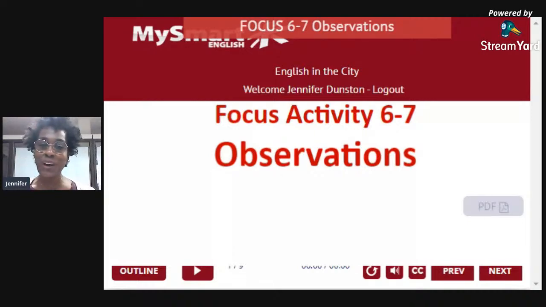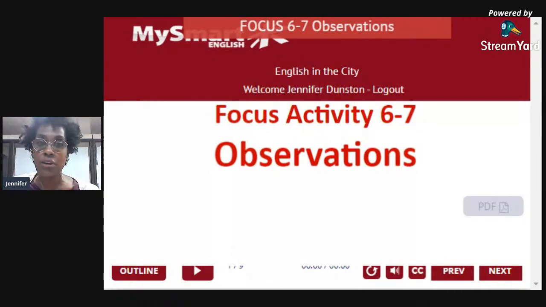Good afternoon and welcome. Our focus activity for today is observations. When we observe something, it's not as casual as a glance, a fast glance, or a quick look. To observe something means to study it with your eyes, to look carefully and consider its characteristics, its particularities, and its specialties.